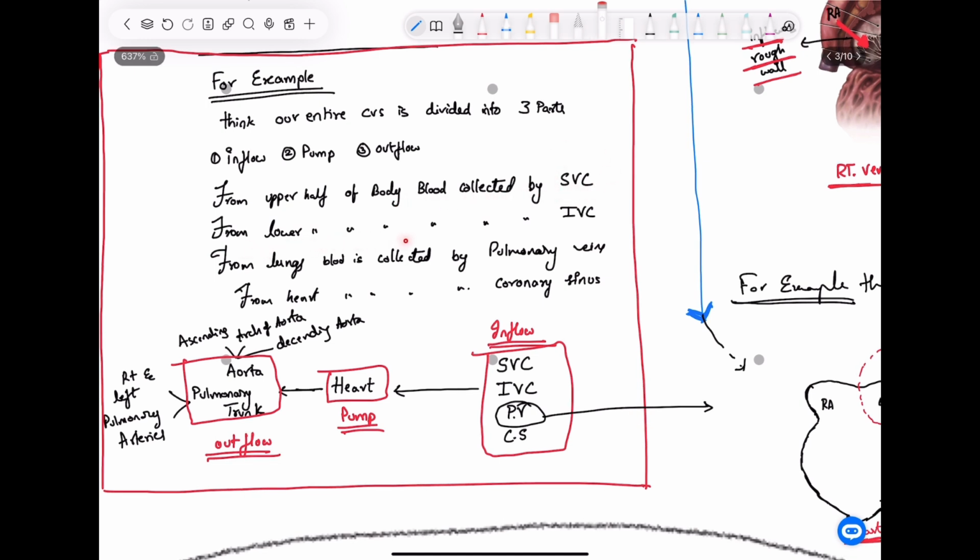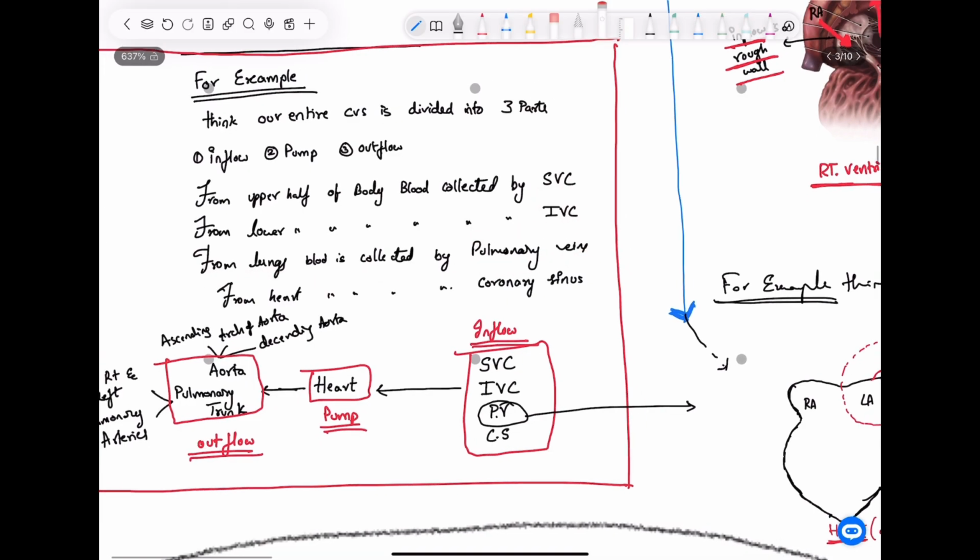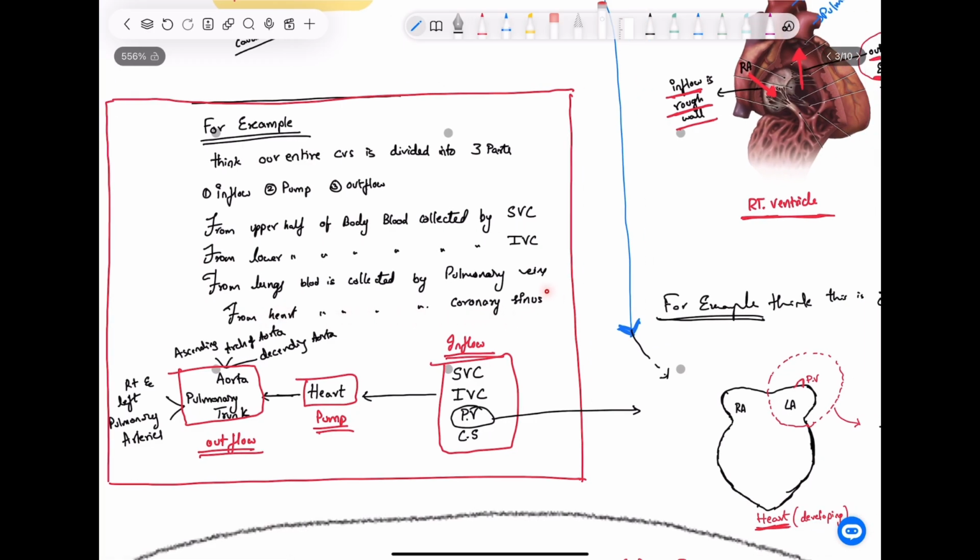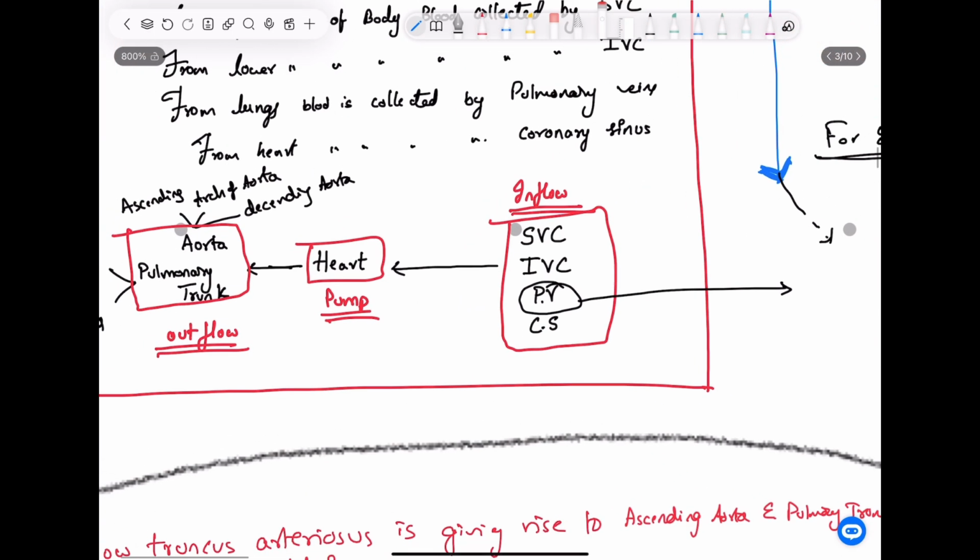From lower half of the body, blood is collected by inferior vena cava. From lungs, blood is collected by pulmonary veins. From heart, blood is collected by coronary sinus. So the inflow of the blood to the heart will be from superior vena cava, inferior vena cava, pulmonary veins, and coronary sinus.